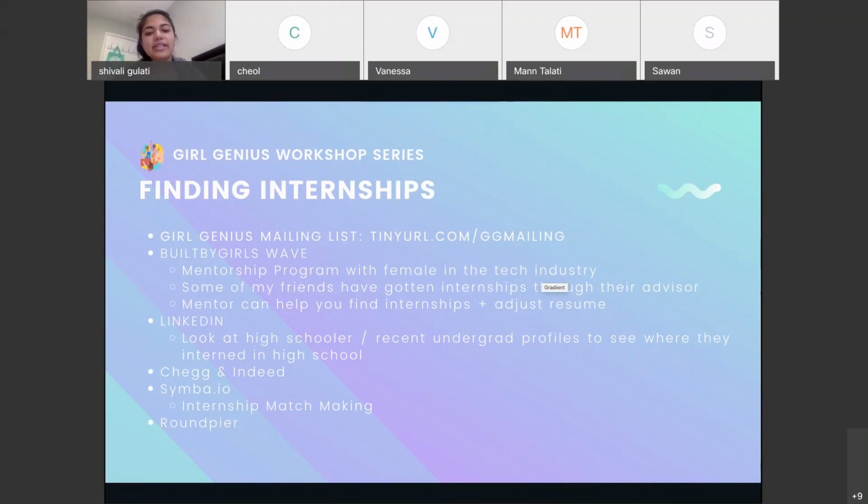This is a really great way to find internships, also because of coronavirus. A lot of the places where they've interned are now most likely accepting remote interns. So it's okay to shoot your shot. I really recommend doing that.